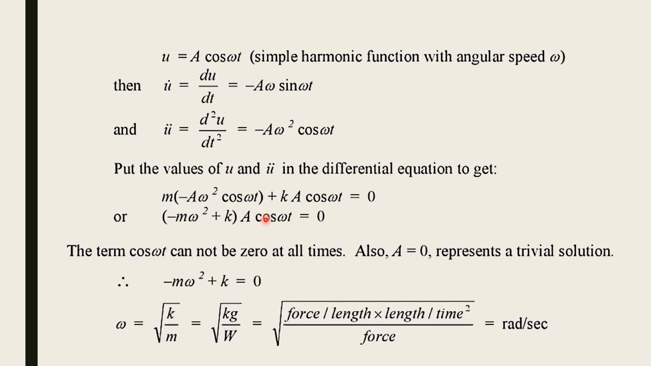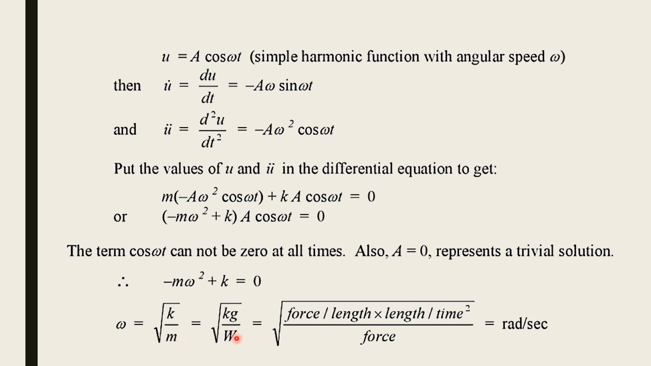The term cos omega t cannot be zero at all times. Also a equal to zero represents a trivial solution. So now we equate this to zero: minus m omega square plus k equals zero. Take this value to the other side and only omega square will remain. Take the square root. Then omega will be equal to the square root of k over m, equal to square root of k g over w. What is that?